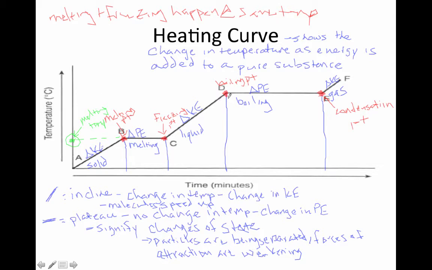And then same thing for the boiling point or condensing point. You would go to the second plateau, and you would extend the line over to where it hits the axis here, and you would take that temperature, and this is the boiling temperature.